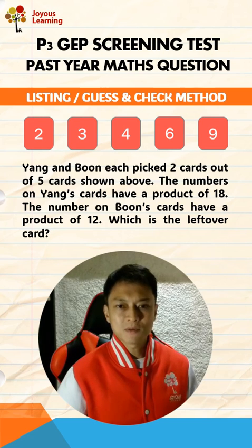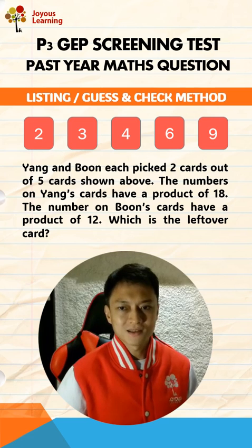First, let's list the cards that Yang could have drawn. The first set, 2 and 9, because 2 times 9 gives us 18, or 3 and 6, because similarly 3 times 6 gives us 18. Then we do the same thing for Boon. The possible cards Boon could have drawn are 2 and 6, because the product of 2 and 6 is 12, or 3 and 4, because the product of 3 and 4 is 12.